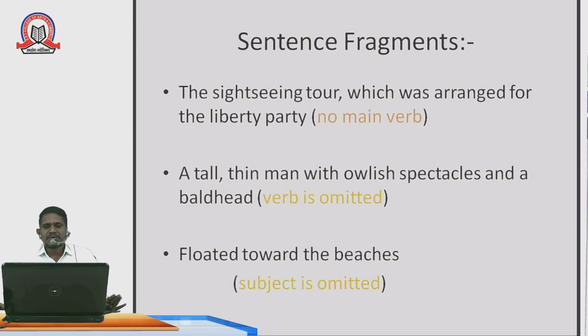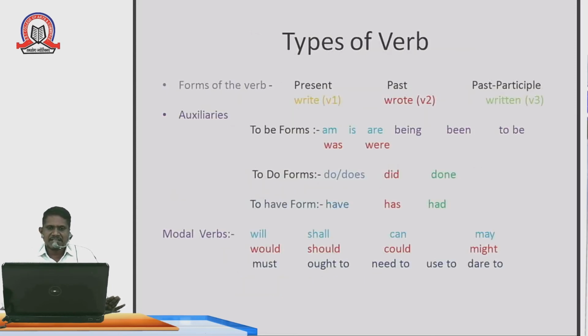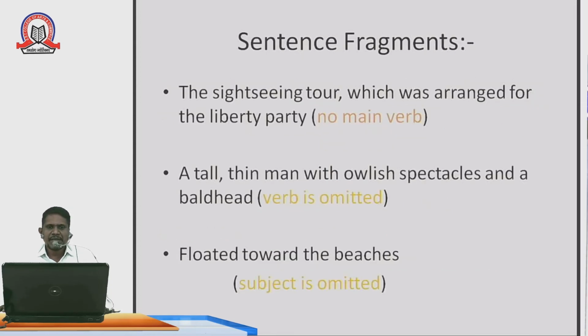So the main verb is working here now. Was. Okay. See here now, in the back slide. See, was. So "was" is also working as a main verb. So that is the correct sentence here now. The sightseeing tour was arranged for the Liberty Party.